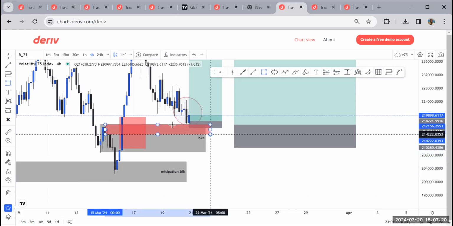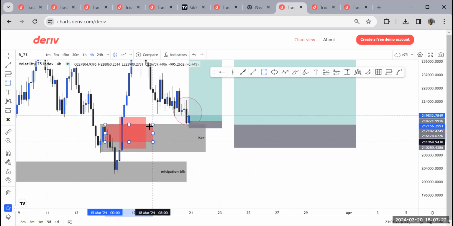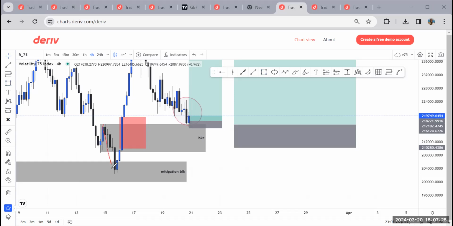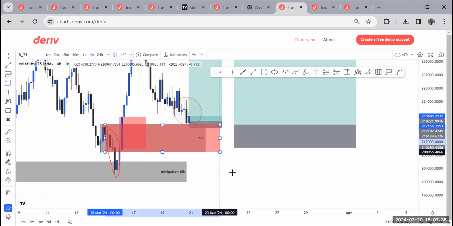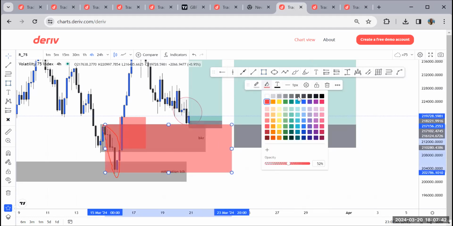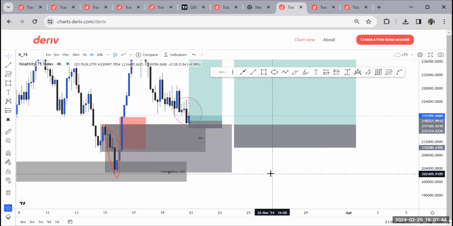So within that we have our fair value gap. And then look at these black candles that came to the POI. All of them were black candles. So that is a bullish order block as well on the H4. So that is another confluence for us. So the Vix75 POI, that is a buy zone.